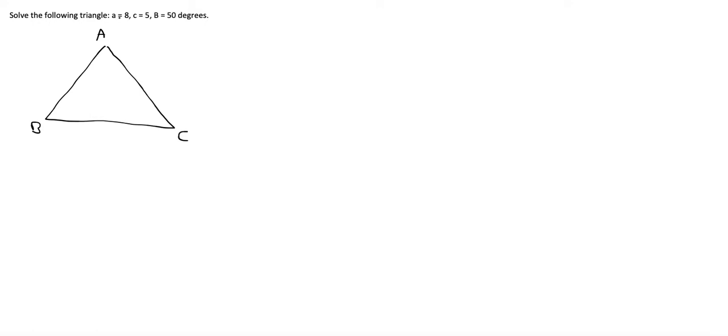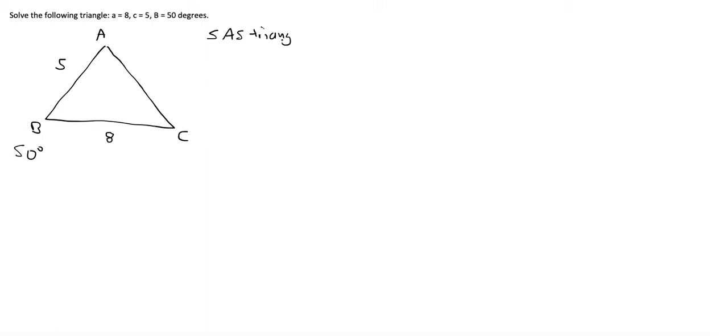So we know that side A is 8, that is the side opposite angle A here, so that's the 8. Side C is 5, so that is the side opposite angle C, so that's going to be a 5 here, and angle B is 50 degrees. Okay, notice in this case we have two sides, and the angle that is between the two given sides, right? This is known as an SAS triangle.